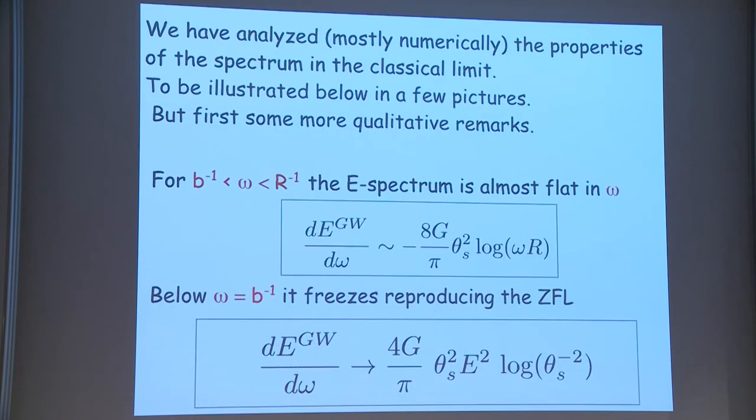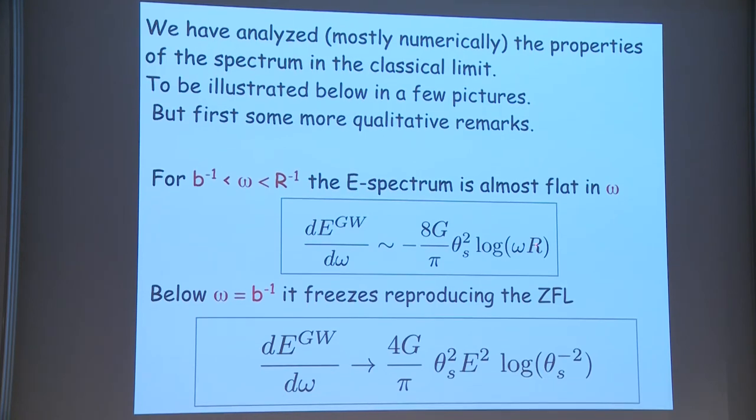So let me describe the spectrum, okay? We have analyzed mostly numerically the property of the spectrum in the classical limit, and let me illustrate it first by saying a few things, and then I have some pictures. So the spectrum is like this. For omega between 1 over b and 1 over r, these are two very distinct scales because the ratio is very small, the spectrum is almost flat, okay? It's flat up to a log.